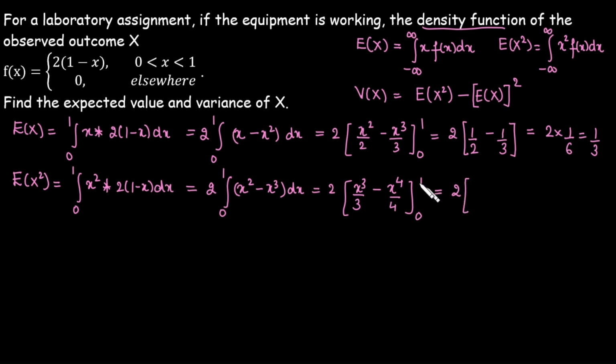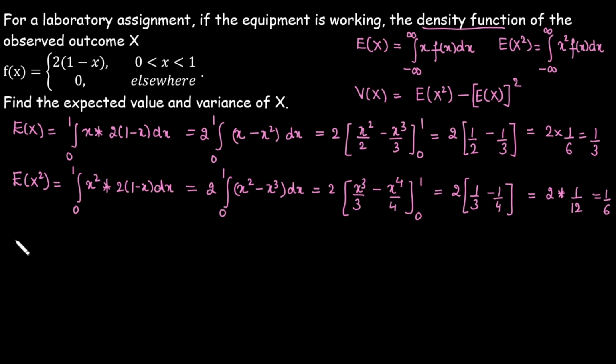2 is outside. At upper limit it is 1 by 3 minus 1 by 4. At lower limit both results 0. Calculate this. This is equal to 2 into 1 by 12, that is equal to 1 by 6.